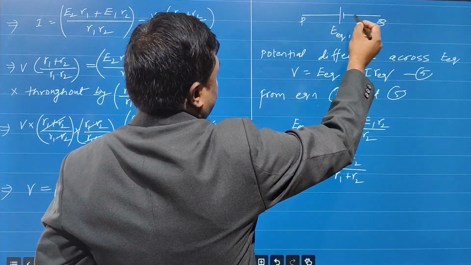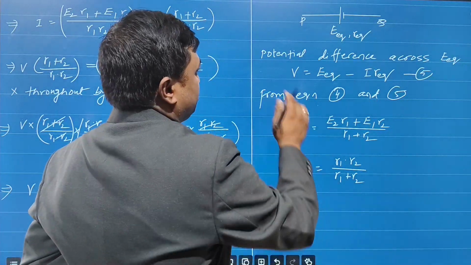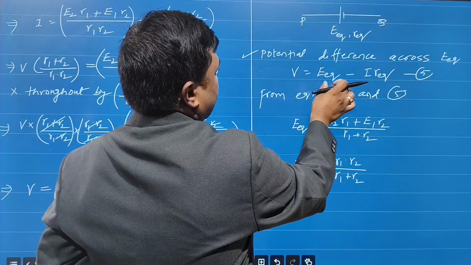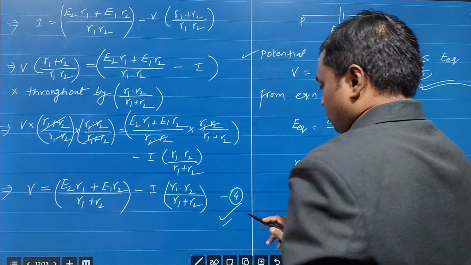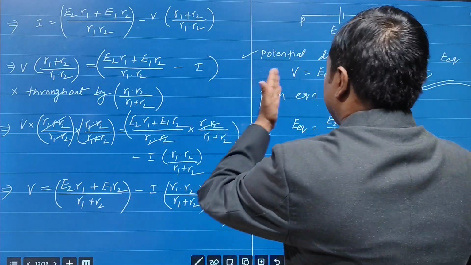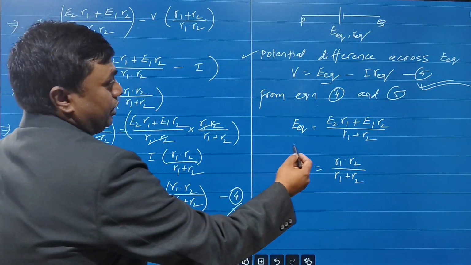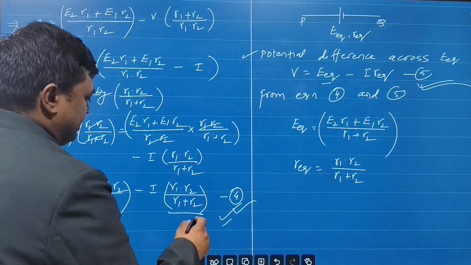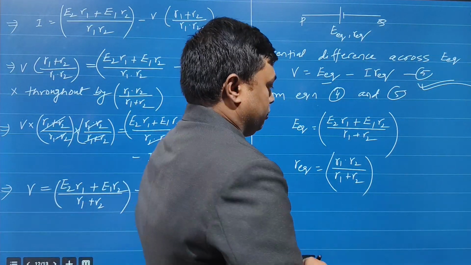Now I want the equivalent cell. Let's take E equivalent and R equivalent. The potential difference across this side is V is equal to E equivalent minus I into R equivalent. So compare equation 4 and equation 5. V is there, V is there. So can we write E equivalent is equal to this term, that is E equivalent is E2 R1 plus E1 R2 by R1 plus R2. And this is R equivalent, R equivalent is R1 into R2 by R1 plus R2.